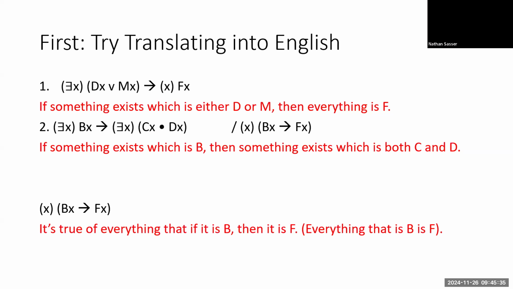And then the conclusion is saying, it's true of everything: if it's B, then it's F. In other words, everything that's B is F. This actually gives me a clue for how I'm going to proceed, because here's what I know. If something is B, then it's also C and D, which means it's D. And if something is D, then something is definitely D or M. And if something is D or M, then everything's F. So I can see the chain of links from something is B to everything's F. And somehow that's approximately what the conclusion is going to give us. But that just gives me a rough and ready roadmap.